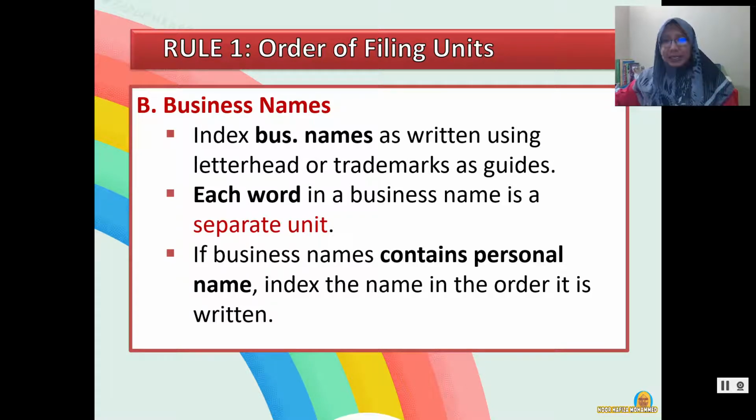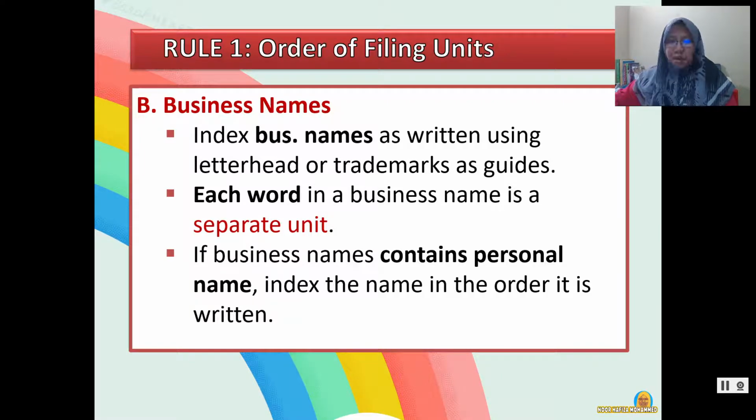So, for the business name, you need to index business name as written using letterhead or trademarks as guide. Index as written means you index what the complete name of the business is. Each word in a business name is a separate unit. If a business name contains a personal name, index the name in the order it is written. So for this one, you need to understand about written as index as written.